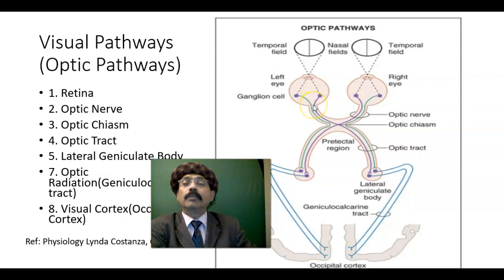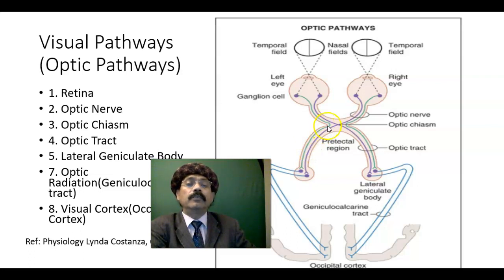This is the optic nerve. Then here is the optic chiasm. What happens? The nasal fibers will go to the other side. The temporal fibers will not cross. They will go to the same side. This is the optic chiasm, also sometimes called optic chiasma. From there we'll get the optic tract.